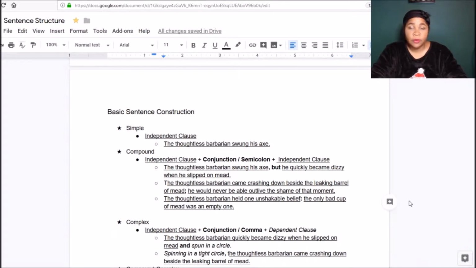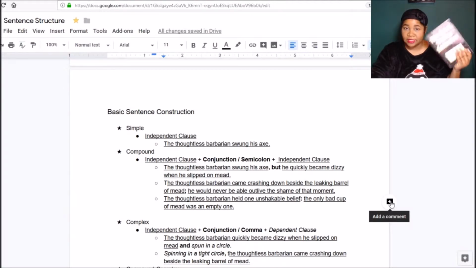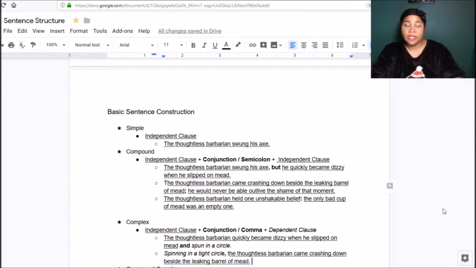Here are the basic types of sentences, and it's by no means an exhaustive list. I'm sure there's way more complex ways of explaining this, but we're just going to stick to the basics. If you want more information or more complex styles of sentences, there's books and things like this available to you that you can go out and get, and there's workbooks that you can use to work on your sentence structure.